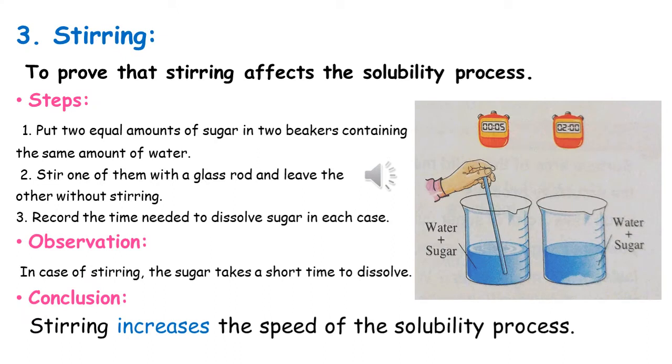Now we will talk about the third factor, which is stirring. To prove that stirring affects the solubility process, we will put two equal amounts of sugar in two beakers containing the same amount of water. Then stir one of them with a glass rod and leave the other without stirring. Record the time needed to dissolve sugar in each case. We will observe that in case of stirring, the sugar takes a short time to dissolve. We conclude that stirring increases the speed of the solubility process.